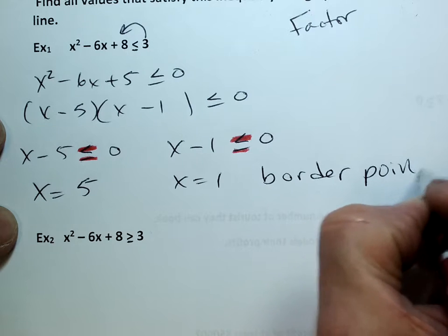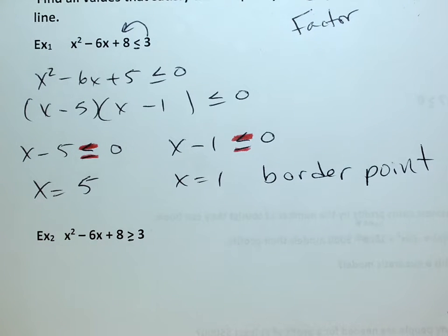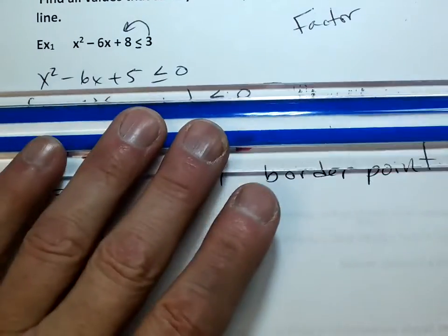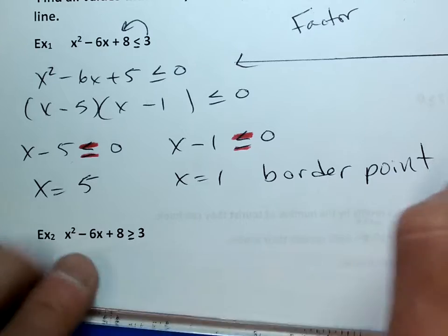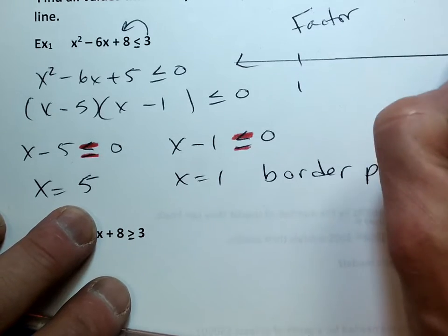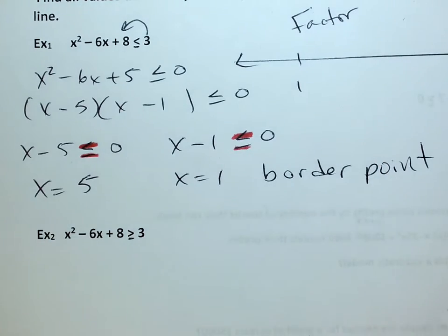So let's put it on a number line. It's not x, y, it's just a number line because there's no y variable. I want the values of x, so I'm going to go ahead and go to my number line, and I'm going to have 1 and 5.